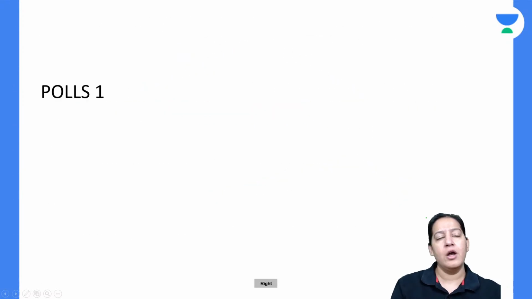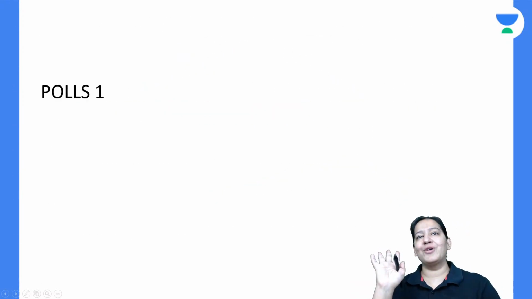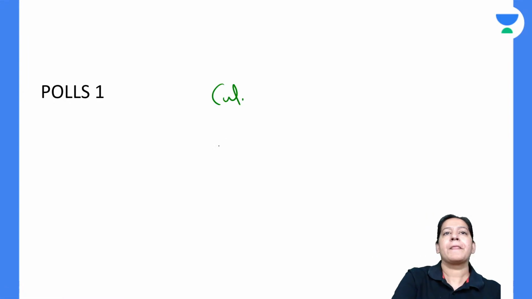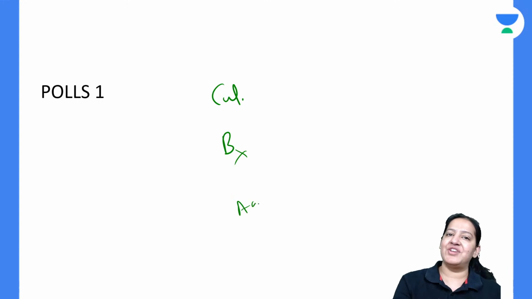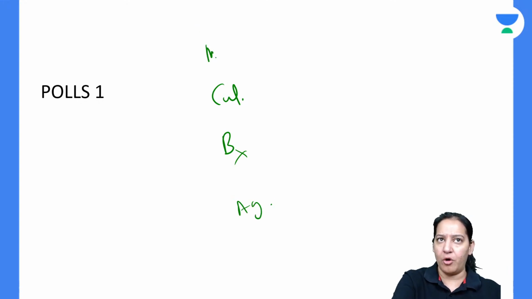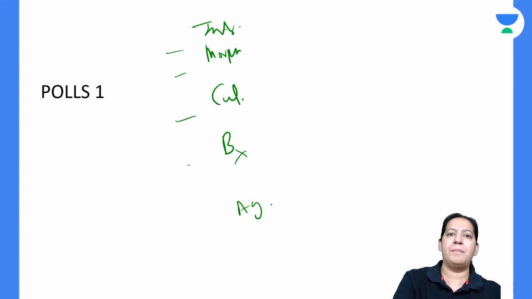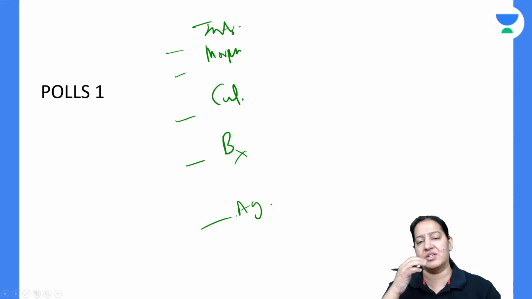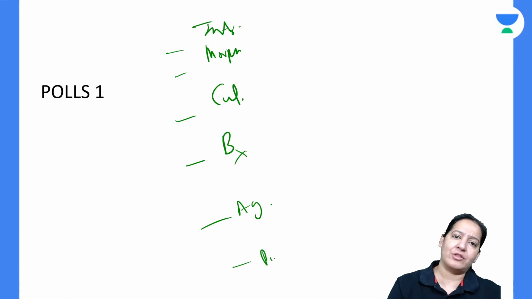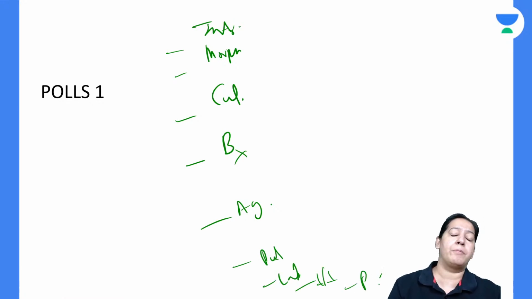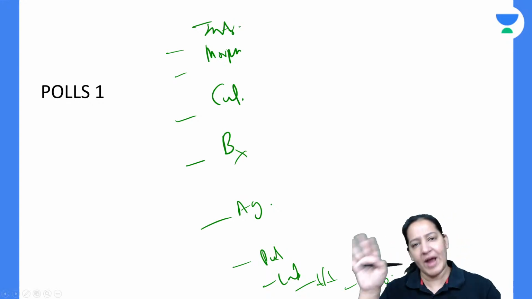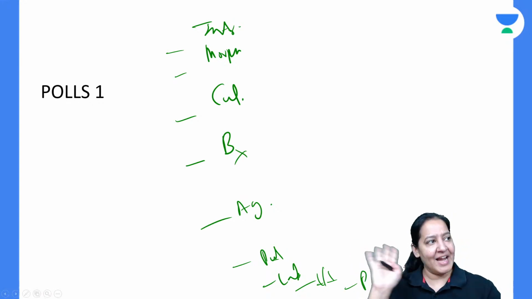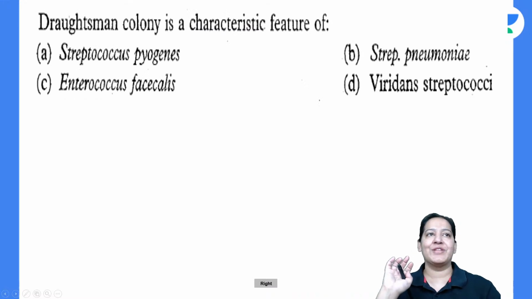I'm leaving that. I would like to launch some polls based on the culture, the biochemical reactions, and the antigenic structure. Till now, we have learned the introduction, morphology, culture, biochemical reactions, and antigenic structures. After that, I'm going to teach you pathogenesis, lab diagnosis, treatment, and prophylaxis. These four headings I'm going to teach you right now. But let me ask some questions before that.